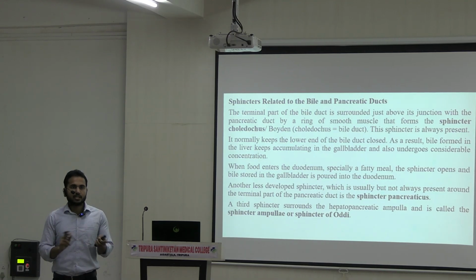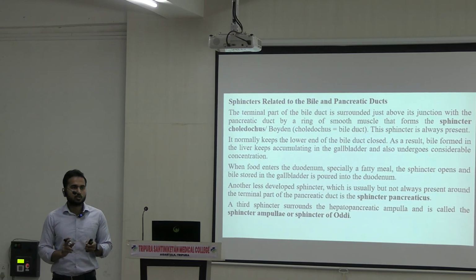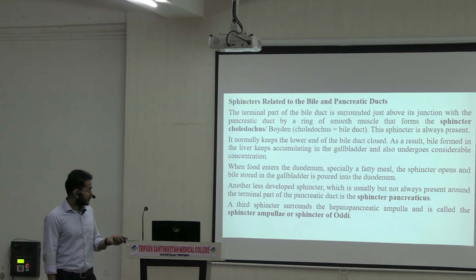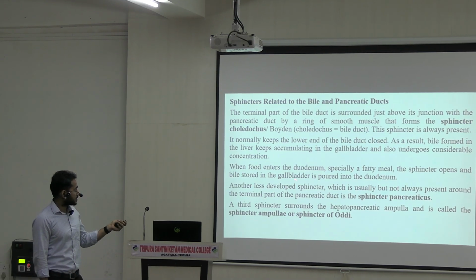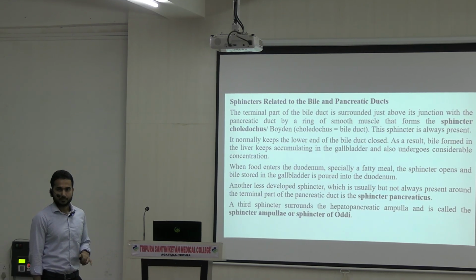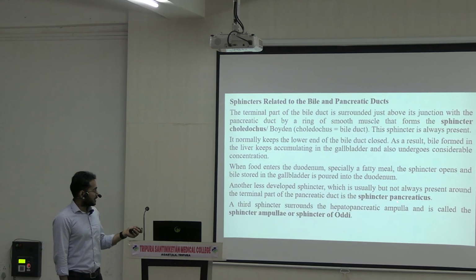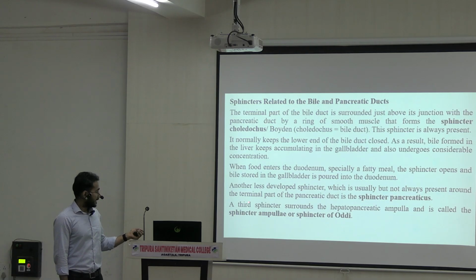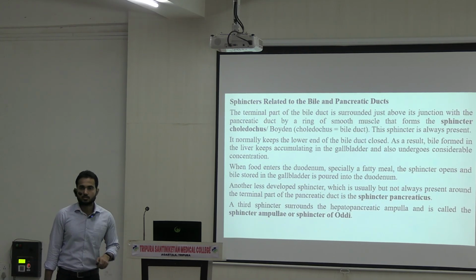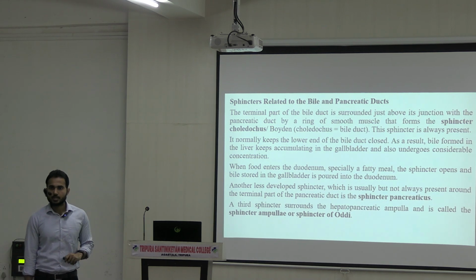So this is a reflex mechanism, and it is mainly controlled, as I said, by cholecystokinin, a hormone which is secreted by the duodenal mucosa when a fatty meal reaches the duodenum. See, when the food enters the duodenum, especially a fatty meal, the sphincter opens, and bile stored in the gallbladder is poured into the duodenum. Now another sphincter is also there at the terminal part of the pancreatic duct, called the sphincter pancreaticus, and another sphincter around the hepatopancreatic ampulla, called the sphincter ampullae, or also the sphincter of Oddi, which I have shown you in the diagram.